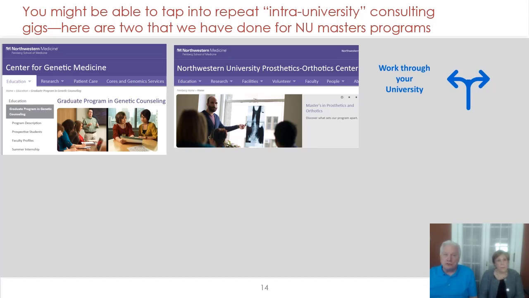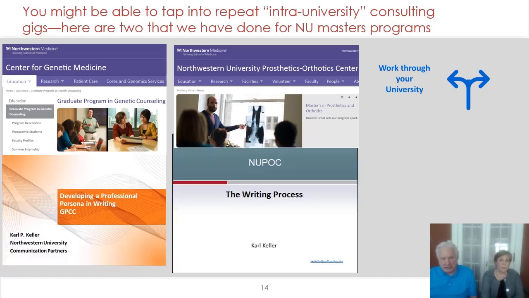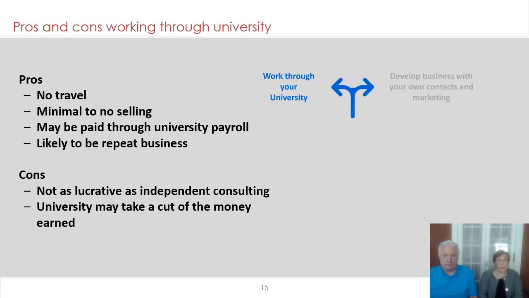For example, here are 2 programs that we've been involved with, the Center for Genetic Medicine and the Northwestern University Prosthetics and Orthotics Center. And we've done very specific writing courses for them, customized with their material. So is this a good idea? What are the pros and cons of doing your consulting through a university?